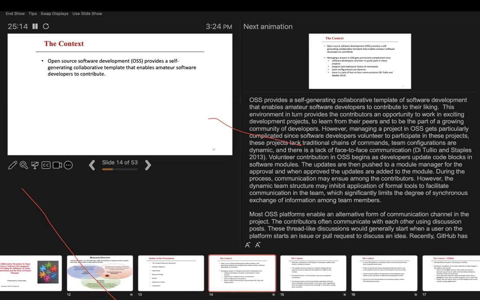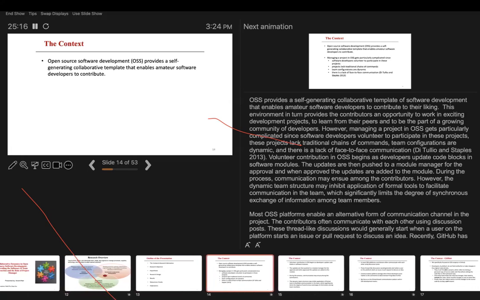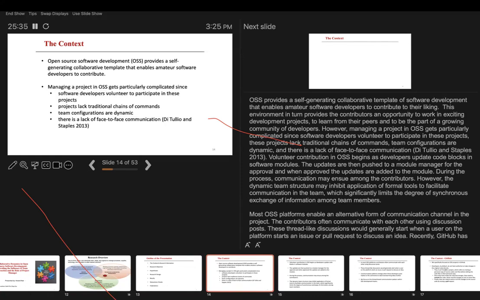Right, so this context, as I mentioned earlier, is unique and interesting in the sense that this is a self-generative collaborative template where most of the time these amateur software developers are voluntarily coming and contributing. So there's no hierarchy, no structure which is making them come together and expecting them to do a certain amount of work, certain hours. So they just do it voluntarily. That makes the project management a little bit complicated. You really want the outcome still, but it is within a context where you don't necessarily have the hierarchy and the structure that a normal project might have.